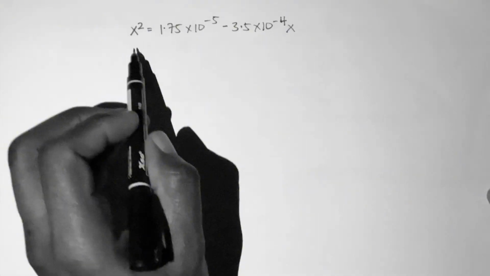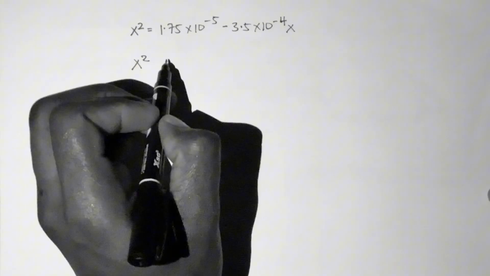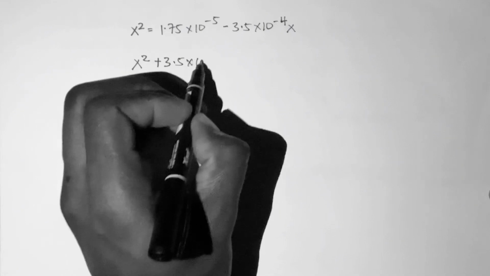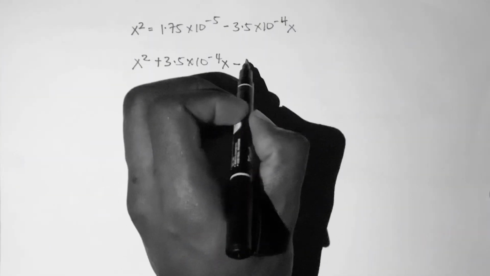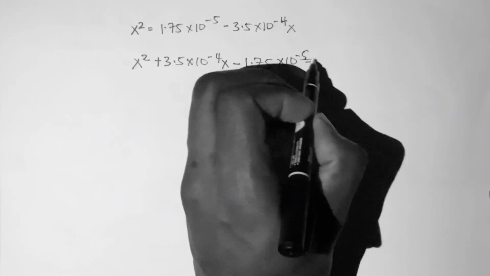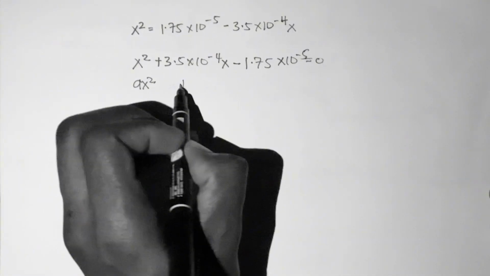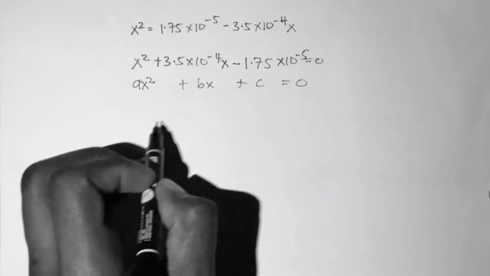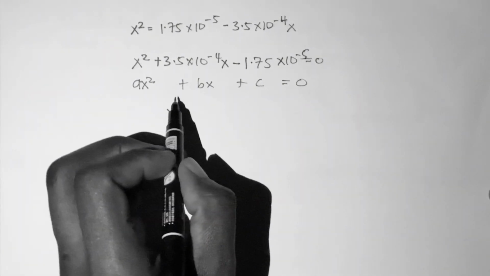So let's take everything to the left hand side of the equation. So x squared, and then here becomes plus 3.5 times 10 exponent minus 4x. Then if this one goes, it becomes minus 1.75 times 10 exponent minus 5, and this is equal to 0. So you can see that these equations are of the form ax squared plus bx plus c equals 0, so we can use the quadratic equation to solve it.